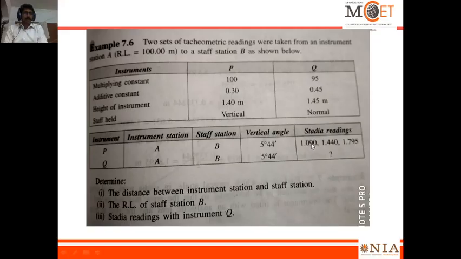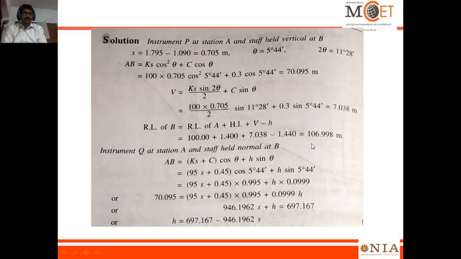Top minus bottom, you get the S, right? Top minus bottom, theta is given, so 2 theta we have calculated. So the distance formula you know for the inclined line of sight is Ks cos square theta plus C cos theta. If you substitute all the values, you get the distance AB. And the vertical distance formula you know, Ks sin 2 theta by 2 plus C sin theta. Substitute all the values, you will get the value 7.038 meter.